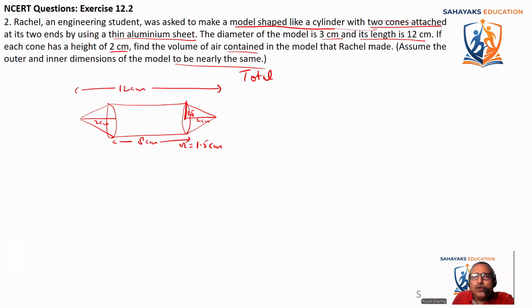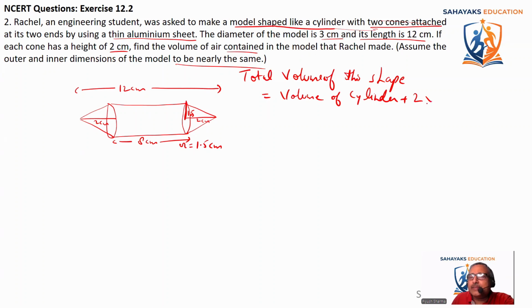Total volume of the shape is equal to volume of cylinder plus 2 times volume of cone, because there are two cones attached. Okay, so let's put the values.